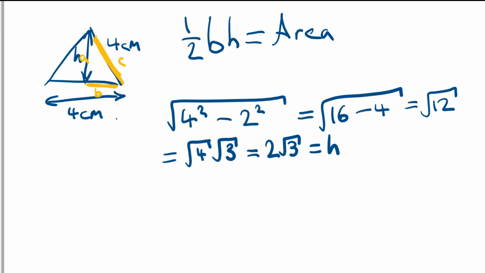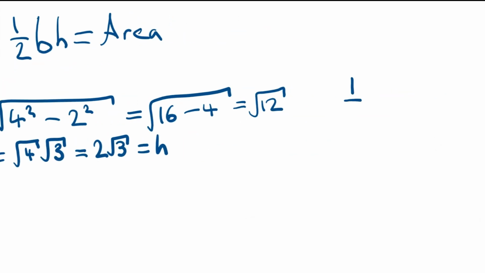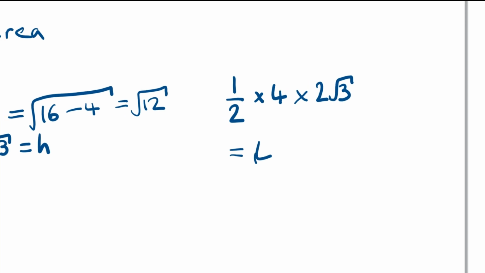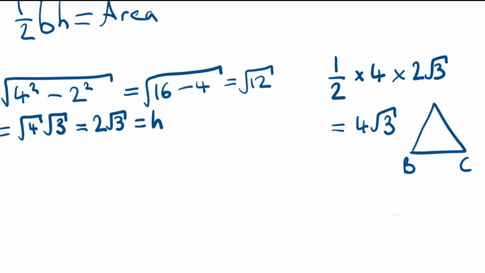Okay, now we need to find the area. So we do a half times the base, which is 4, times the height, which is 2 root 3. And this gives us 4 root 3, because it's basically 2 times 2 root 3. And then this is the area of the triangle, where we have B and C. Okay?